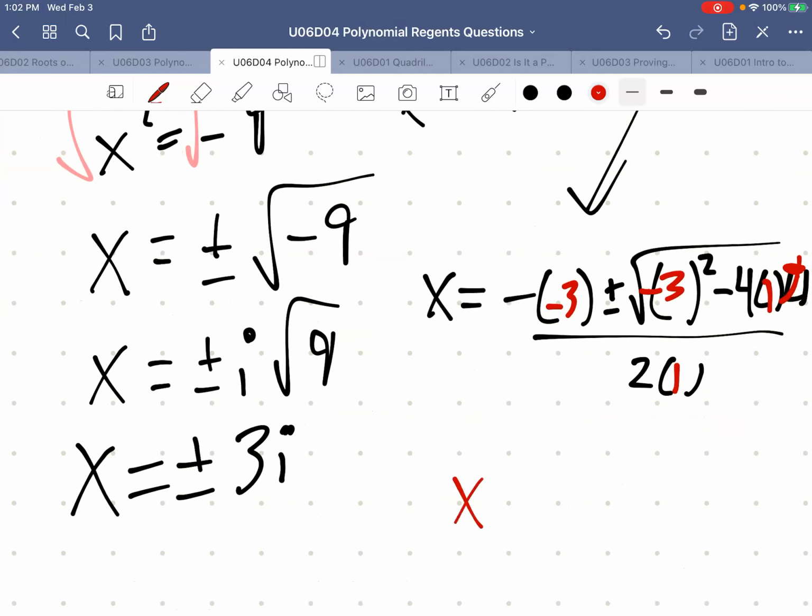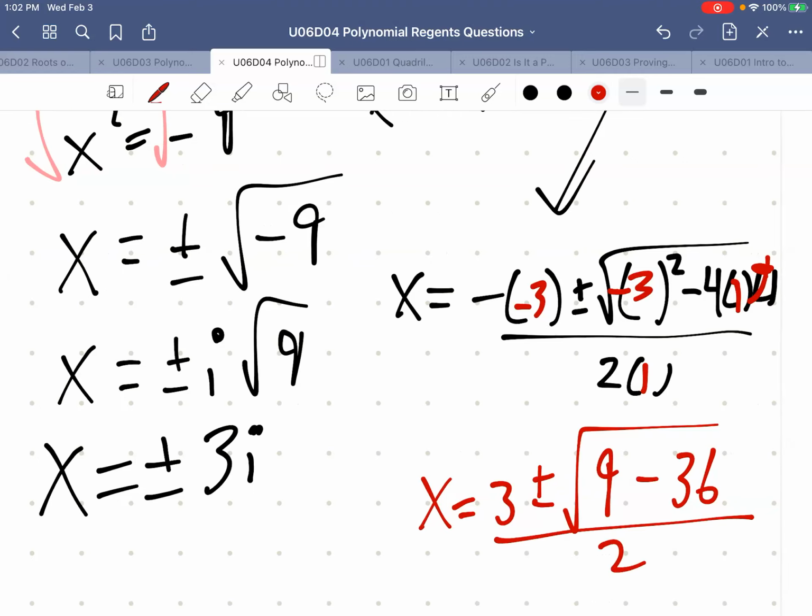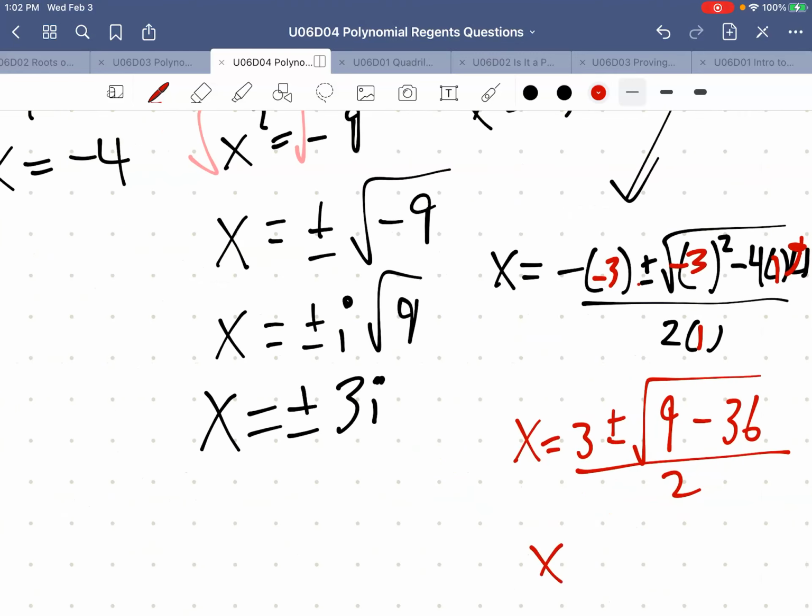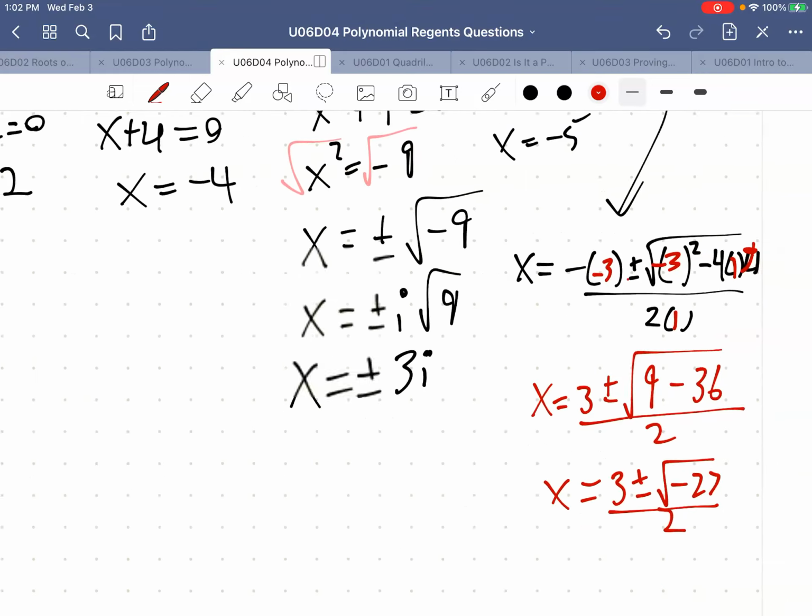So if we simplify this as much as we can, we will get x is equal to positive 3, there's a double negative, plus or minus the square root of negative 3 squared is going to be positive 9, because a negative 3 times a negative 3 is going to be 9. We're going to get minus 36 from negative 4 times 1 times 9. All of this is over 2. We get x equals 3 plus or minus the square root of negative 27, all over 2.